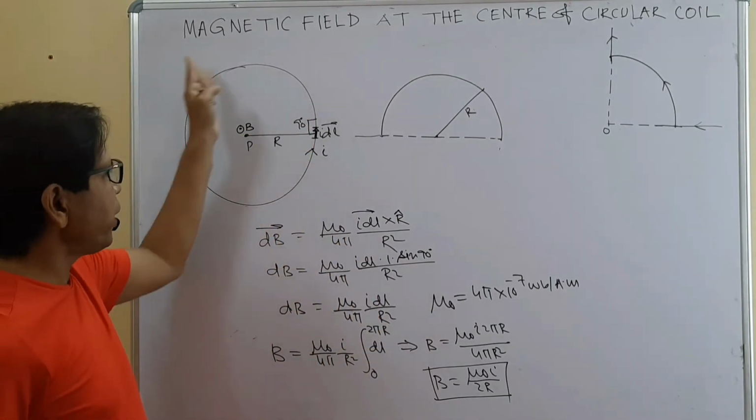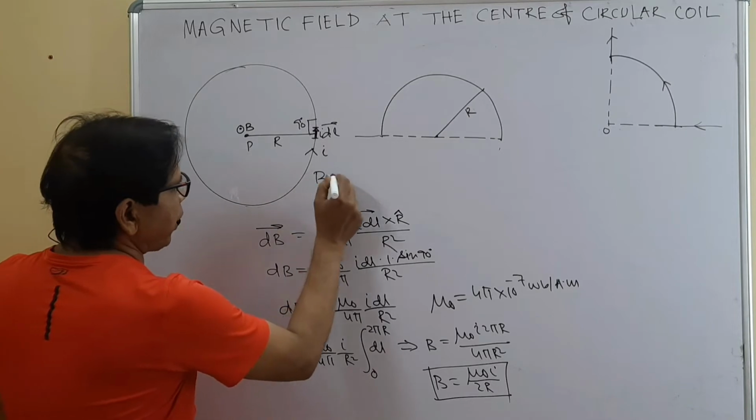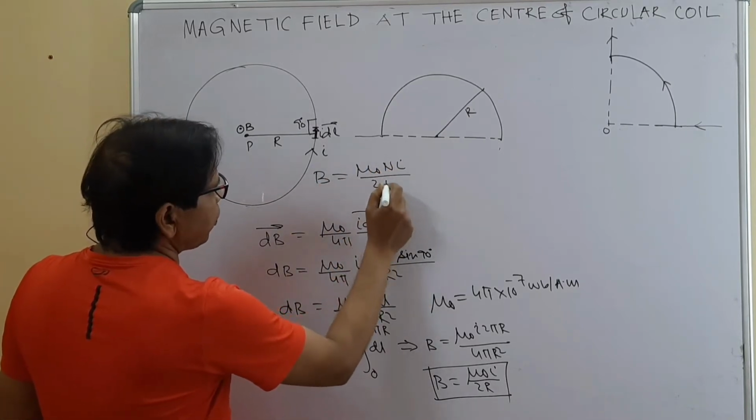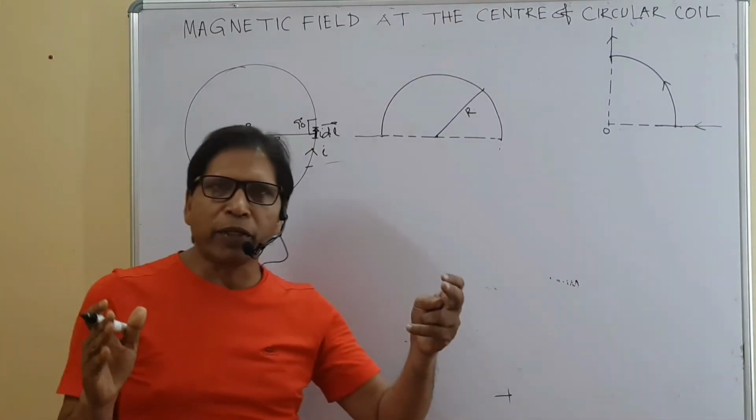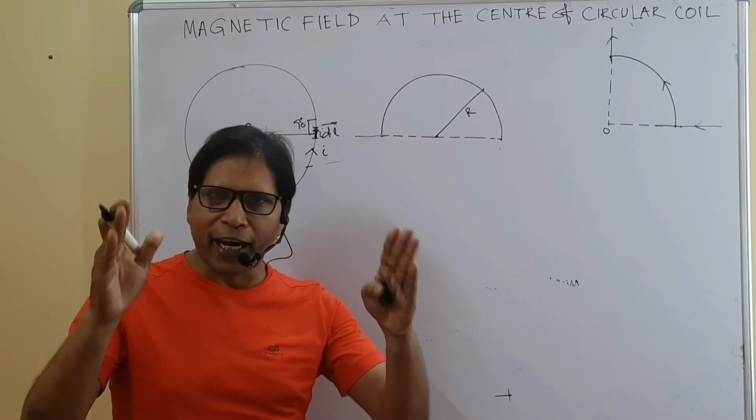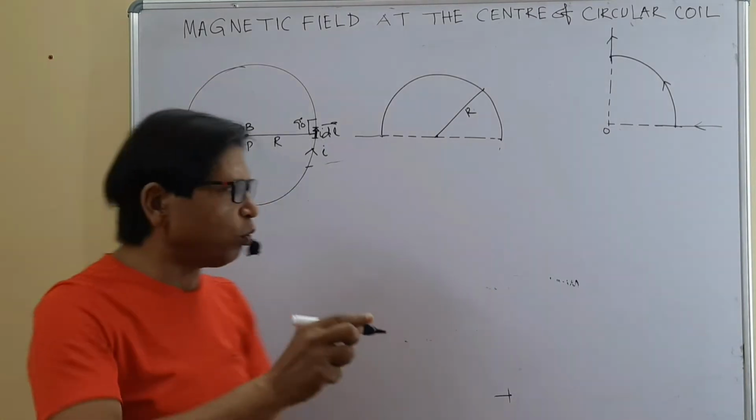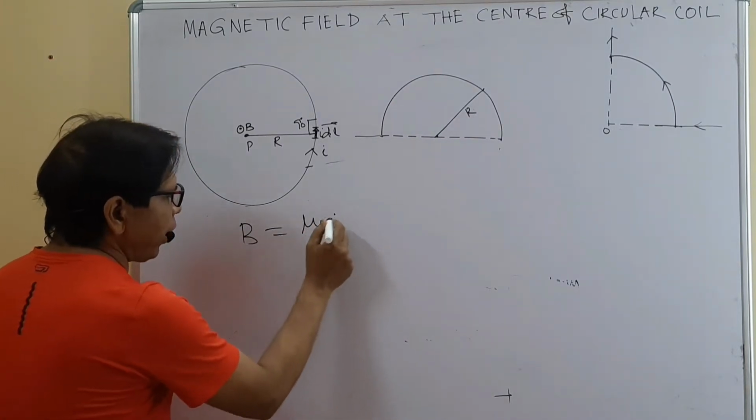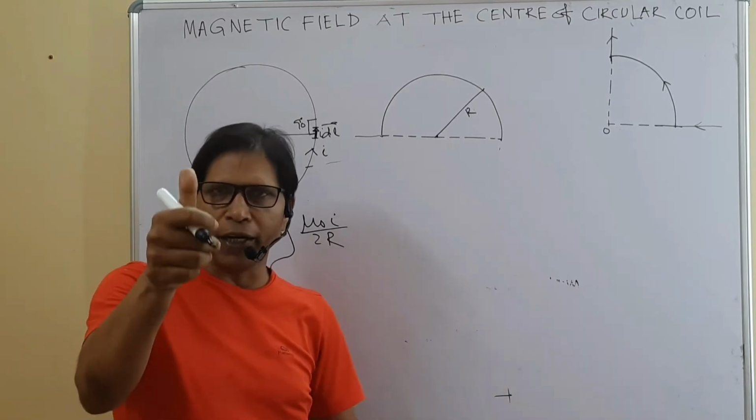If the number of turns in the circular coil is capital N, then B becomes mu naught N I divided by 2r. Okay, now the magnetic field at the center of a circular coil of radius r carrying current I is given by B equals mu naught I by 2r, where the number of turns in the coil is 1.